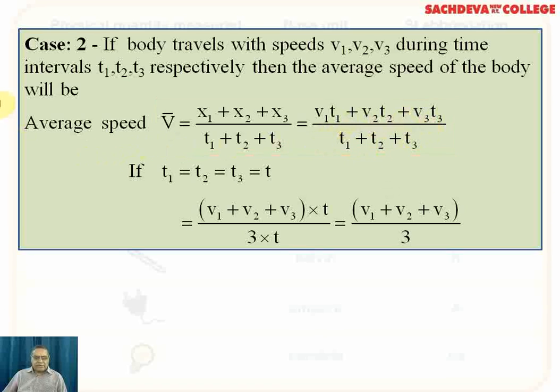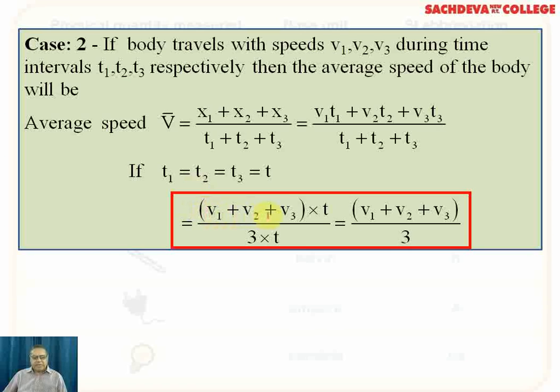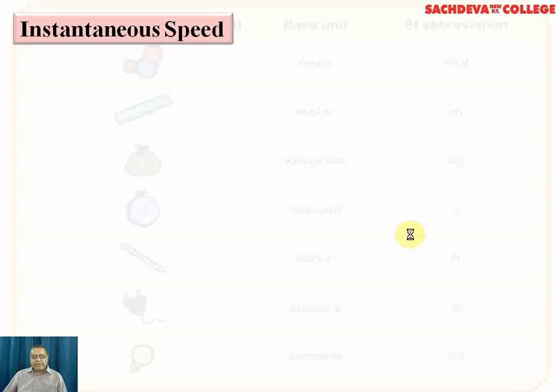Now in the final stage we have assumed that times t1, t2 and t3 are all equal to t. So in the above equation, wherever t1, t2, t3 exist, we will replace them by t. So it is written now as v1 plus v2 plus v3 into t divided by 3t. T will cancel off and our net result will be v1 plus v2 plus v3 divided by 3.